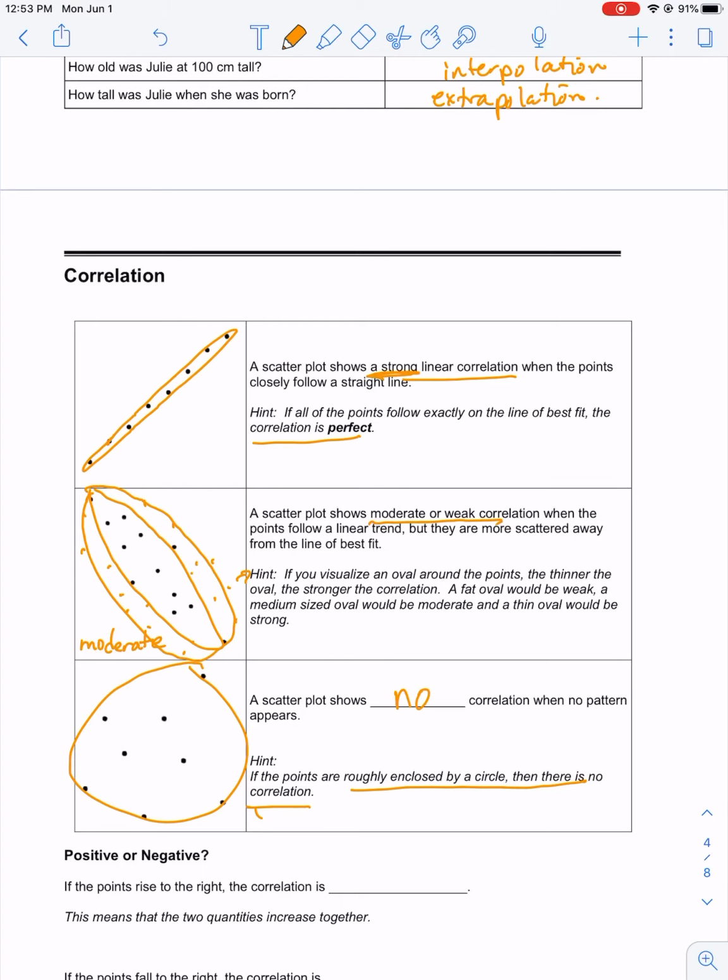If you visualize an oval around the points, the thinner the oval, the stronger the correlation. A fat oval would be weak, a medium-sized oval would be moderate, and a thin oval would be strong.